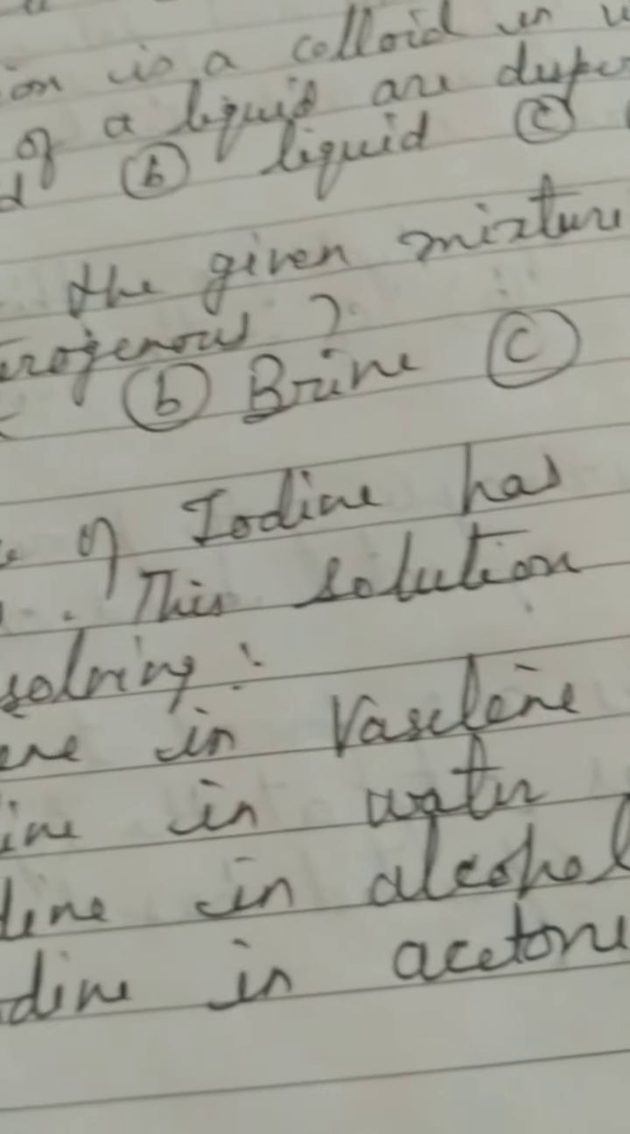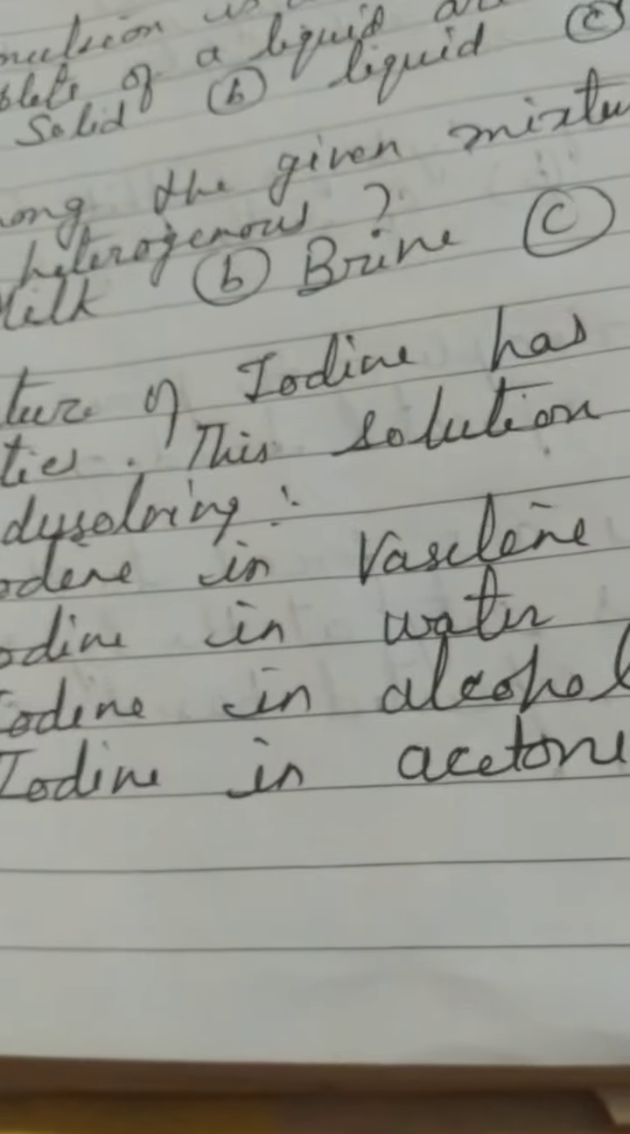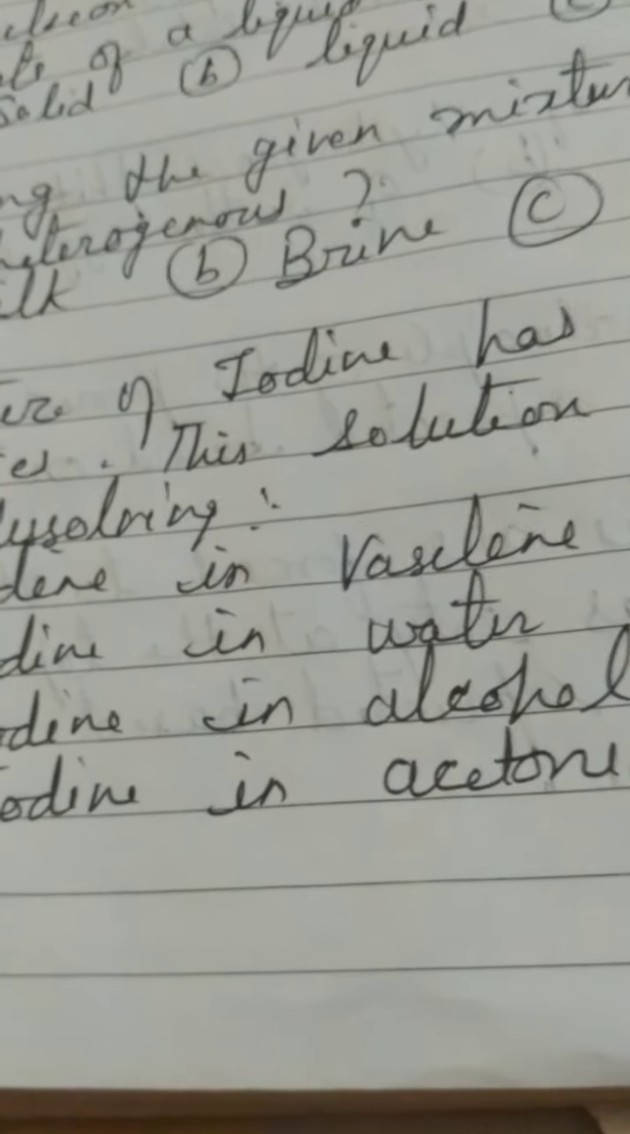Question number 11. Tincture of iodine has antiseptic properties. It's a type of medicine which is used to treat cough and cold etc. So this solution is prepared. How do we prepare the tincture of iodine? By dissolving iodine in Vaseline, iodine in water, iodine in alcohol, iodine in acetone. Just remember, iodine in what?